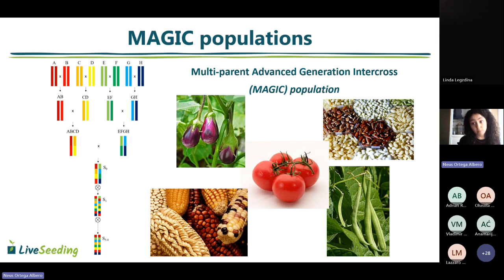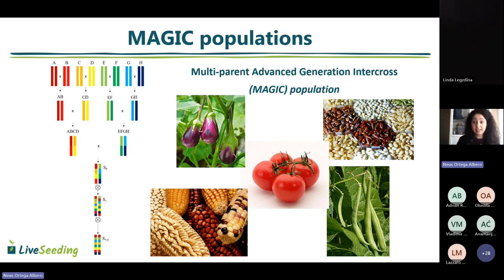The good thing about this type of population is that they are fixed in the last selfing generation. Sorry, after 5 or 7 selfing generations, they are fixed. They are homozygous for all the genes. So it's very interesting because it's what we call an eternal population. They can be maintained by selfing eternally, forever. MAGIC populations have been developed in very economically important crops like tomato and eggplant, or cereals like maize, wheat, sorghum, or rice, and legumes like chickpea or cowpea.